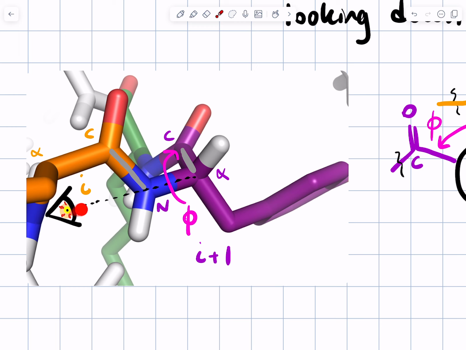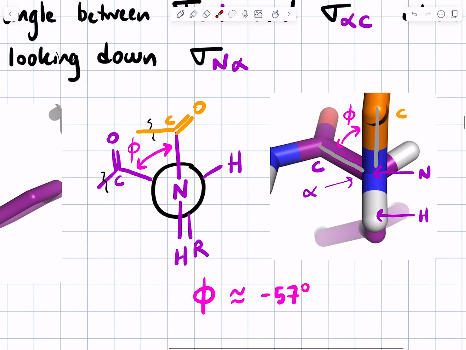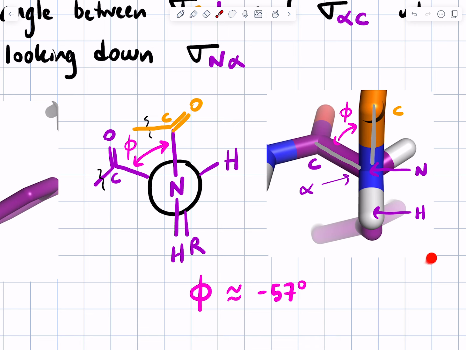So again, our evil Sith eyes looking down this N to alpha bond. This is what we would see if we were just drawing a Newman projection, and then this is what it actually looks like in the structure of the molecule. In the front, we have the purple nitrogen. It's bonded to a proton, and then the carbonyl carbon from the previous amino acid. That's exactly what we'd expect for an sp2 hybridized nitrogen.